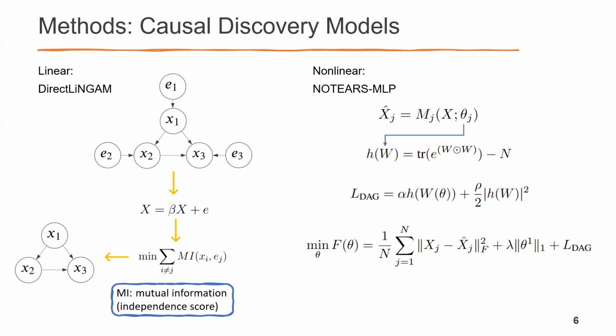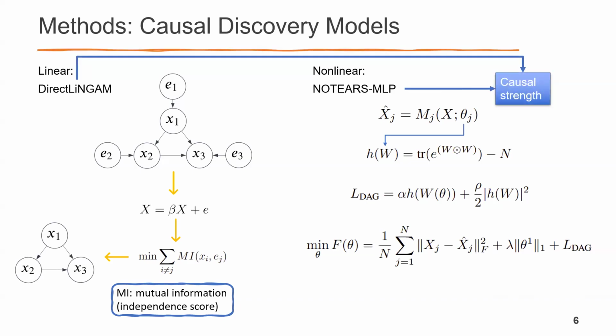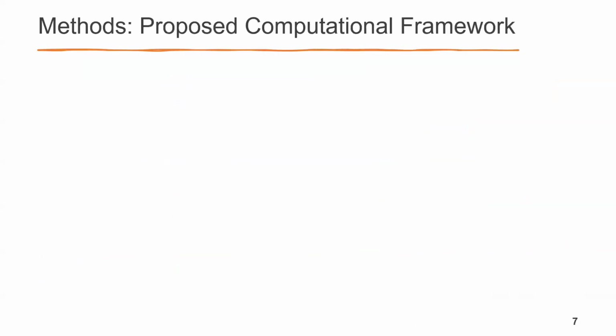So both of these models provide causal strength along with causal directions. However, they cannot handle mixed type data. To address these limitations of both models, we propose our computational framework.